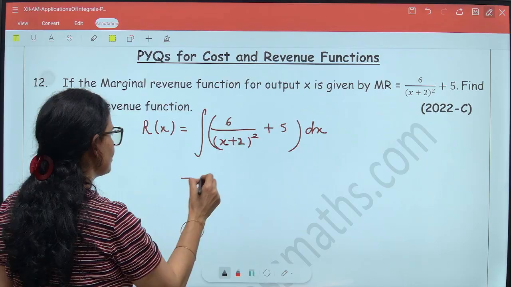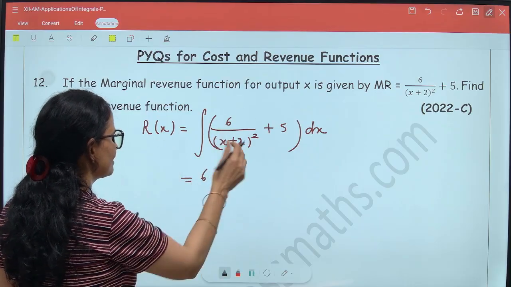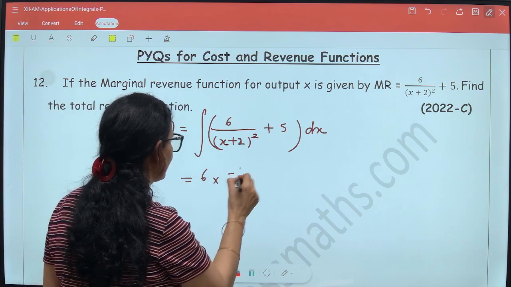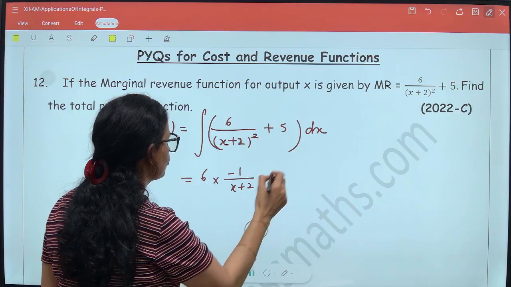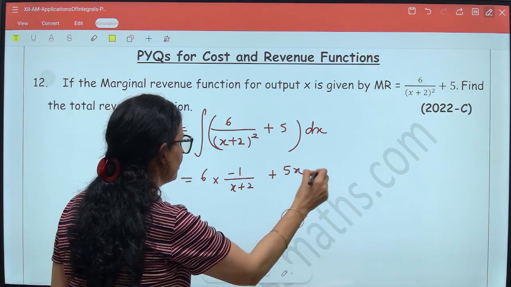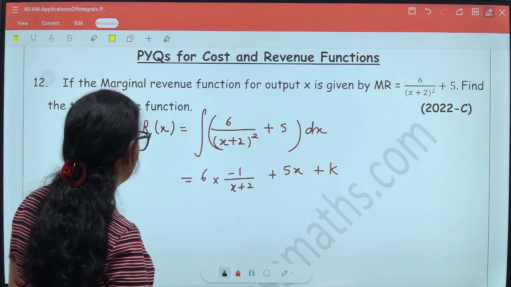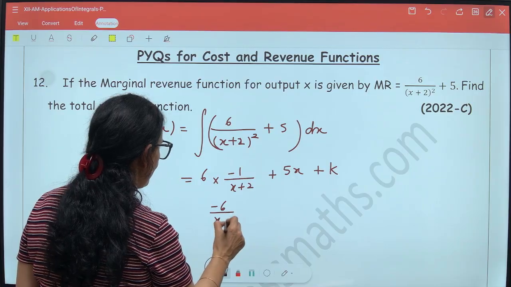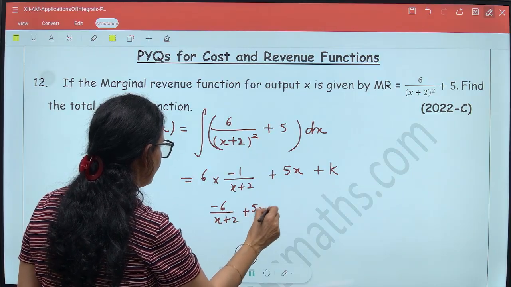So this integration is easy. 6 is a constant, take it by the side, (x plus 2) to the power minus 2. So this expression becomes minus 6 upon x plus 2 plus 5x plus the constant of integration. So are we given any other condition? No. Minus 6 upon x plus 2 plus 5x plus k.